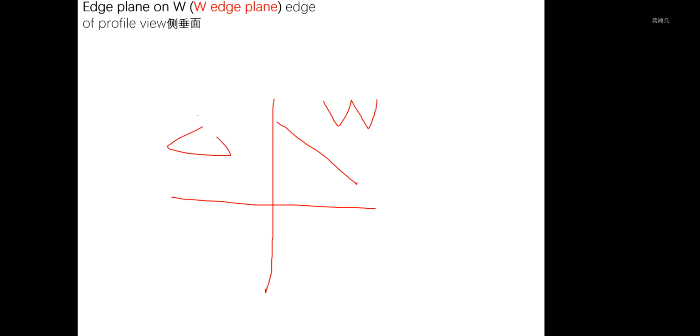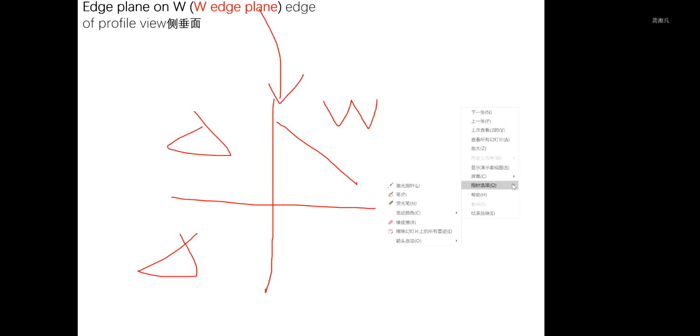For the third one, you can get the answer quickly. Because for the WH, I have three kinds of projection. For the WH, one is a line, and the other two are angled shapes. So this is the W view projection for a plane. Okay, so you can follow this picture.